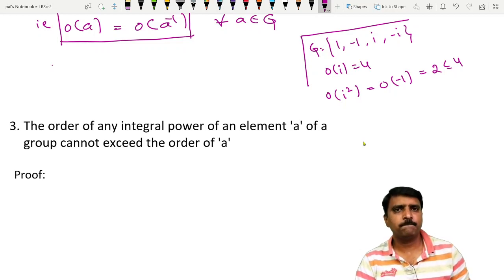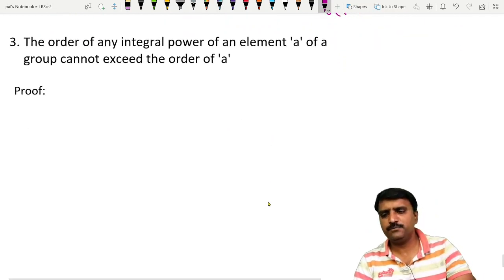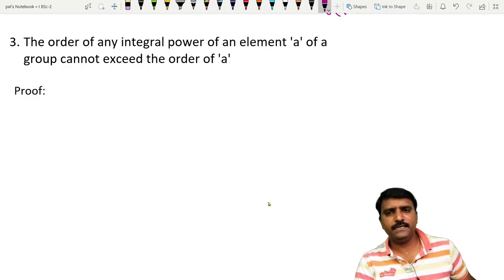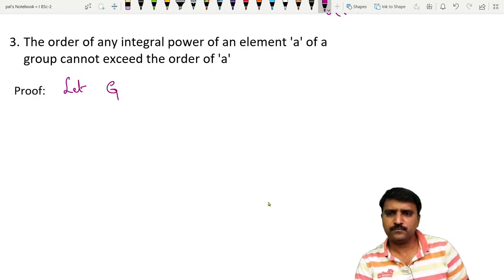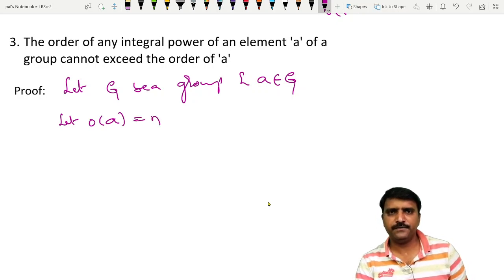Like that, if you consider any integral power of an element a, the order of the integral power of a cannot exceed the order of the element a. Yes, it is a very simple proof. You consider a group and one element in that group. Let G be a group, and in this set you take any element a, and assume that the order of a is n.